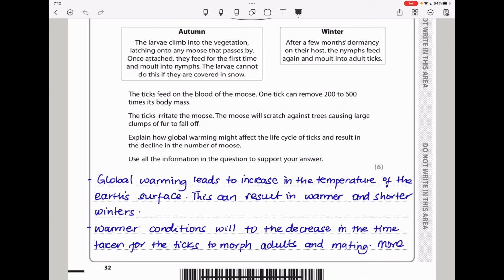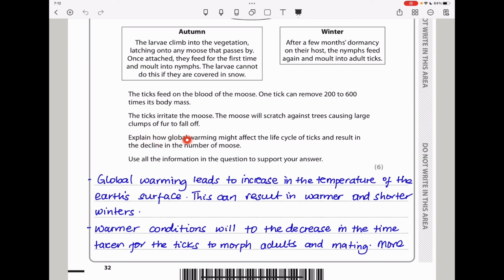So they say, the ticks feed on the blood of moths. One tick can remove 200 to 600 times its body mass. And the ticks irritate the moth. The moth will scratch against trees, causing large clumps of fur to fall off. Remember, this is winter. The fur is very important to the moth. So if it falls off, then they're going to be affected.